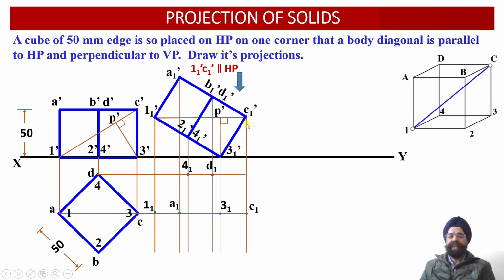And here we have point C1 dash. So this is the vertical projector line drawn through C1 dash. It intersects with the horizontal projector line drawn through the point C. We are able to obtain point C1 in the top view projection.